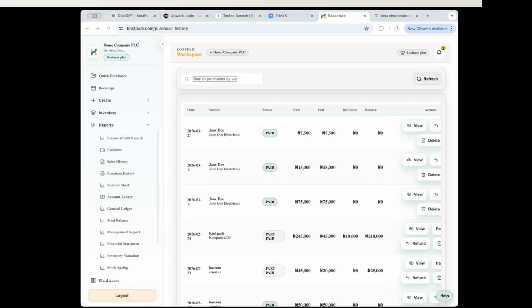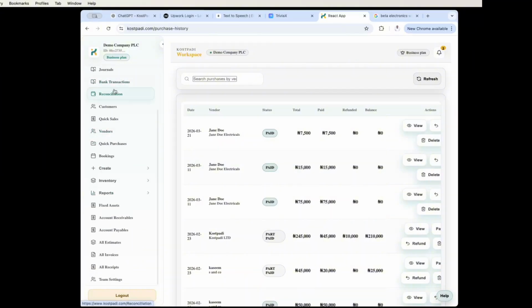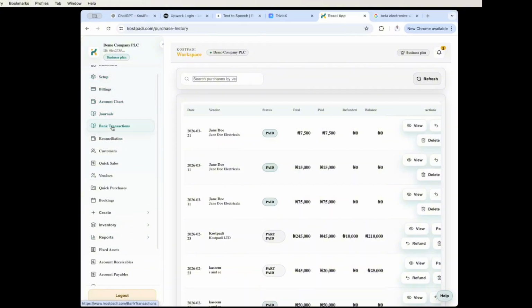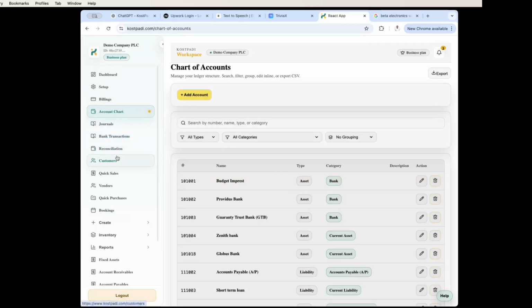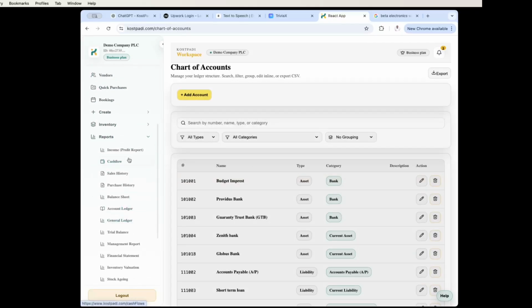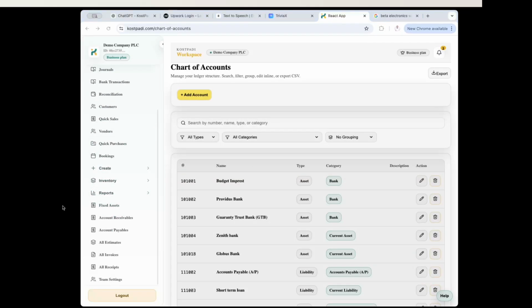In KostPadi, financial data flows through four main stages. Business transactions occur. Transactions are recorded in the system. Transactions update the chart of accounts. Financial reports are generated from the updated accounts. Let's look at each of these steps.